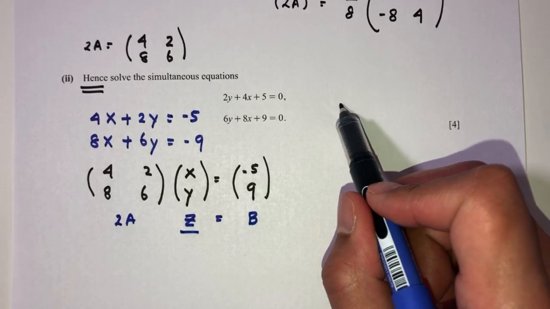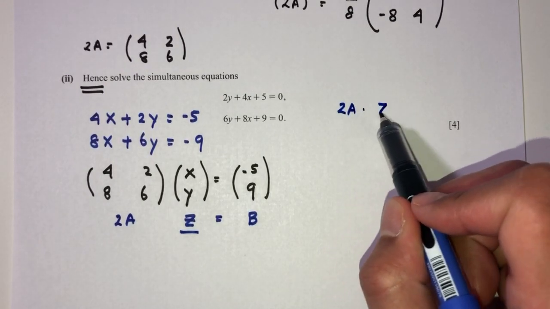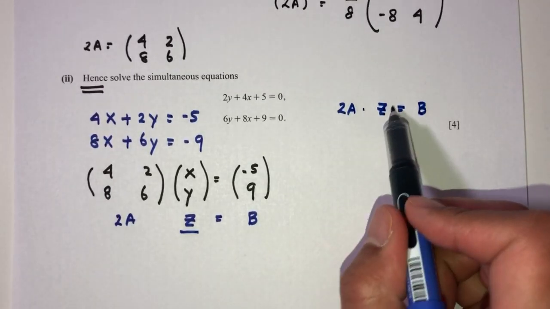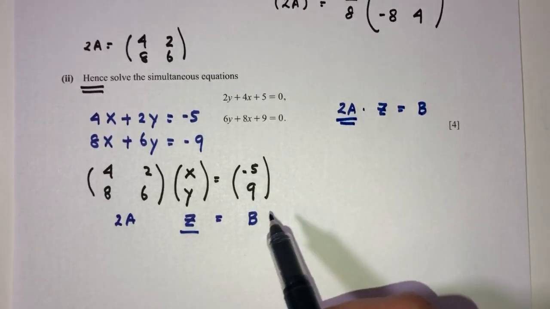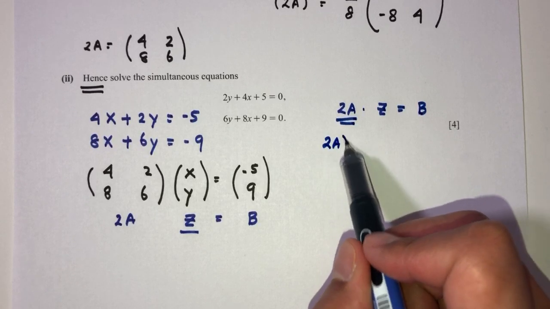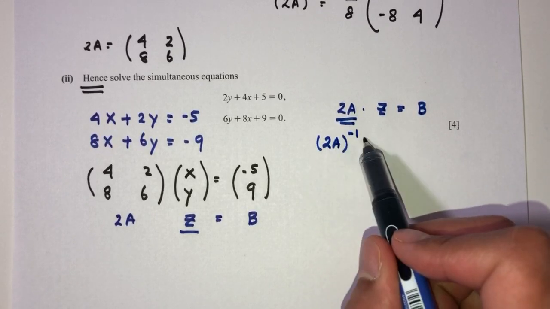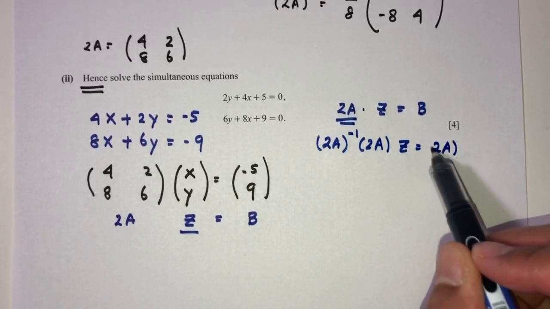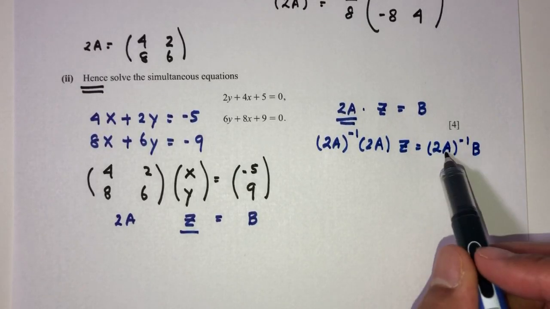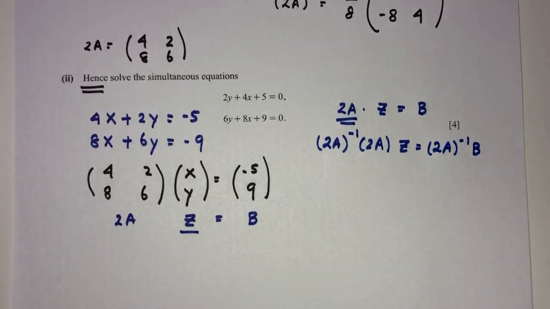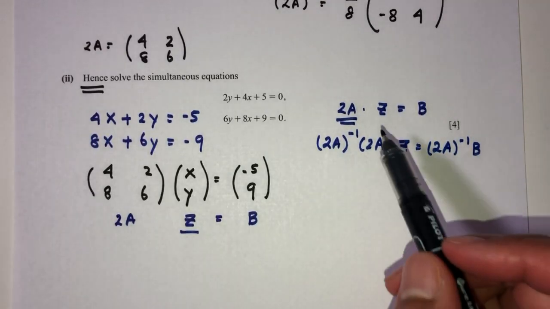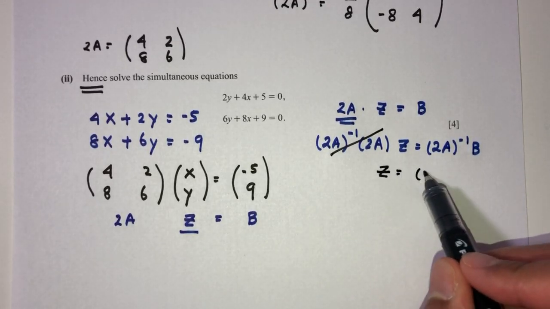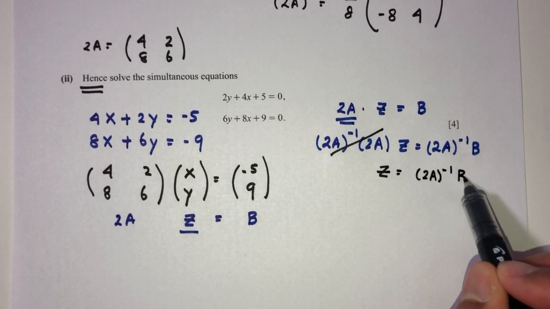So we have 2A multiplied by z is b. We want to find z. But to find z, we have to eliminate 2A. So we have to pre-multiply by its inverse. So you have 2A inverse on both sides, right? Because when you multiply something, you have to multiply both sides, so it does not change anything. Now this will cancel out, and z will be equal to 2A inverse times b.